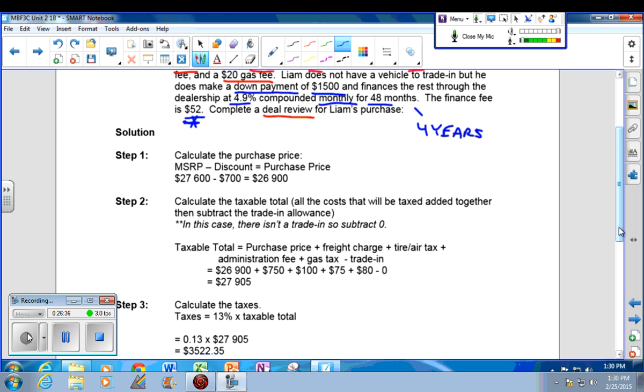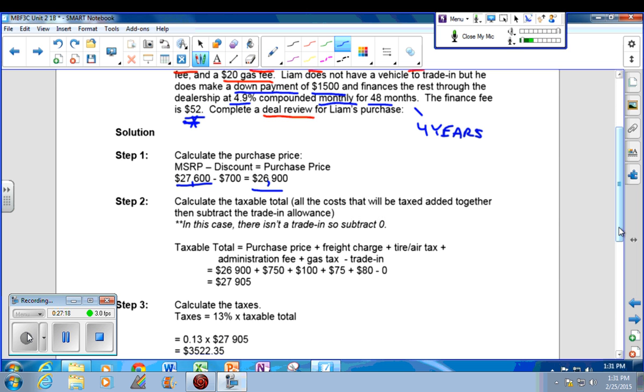The first one is that we want the purchase price. So if we look over on page 32, it says MSRP list price. That's the manufacturer's suggested retail price, or the sticker price. And then the discount, and there are boxes for that on the deal review, and then the purchase price, and that is also on the deal review. So you see that step one, you're just filling in the first three boxes on the deal review.